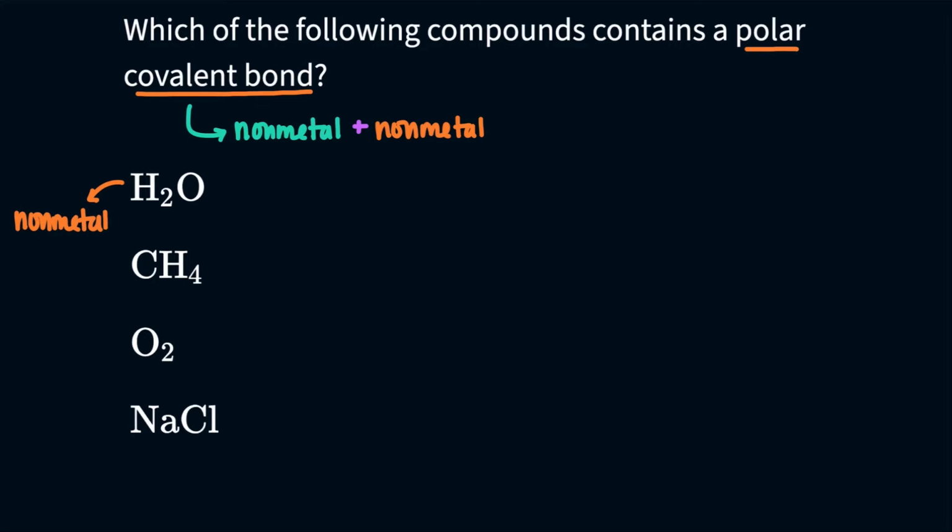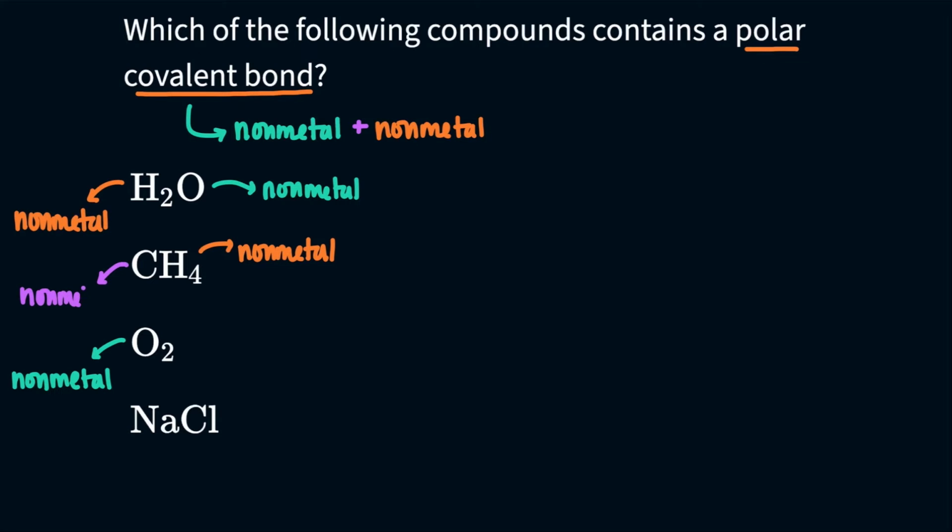So we got nonmetal, here's another hydrogen. We got two oxygens, and oxygen is all the way on the right side of the periodic table. That's also a nonmetal. We have carbon, which is very, very close to oxygen. That's a nonmetal. And then we have sodium chloride. Na is a metal, and chlorine is a nonmetal.